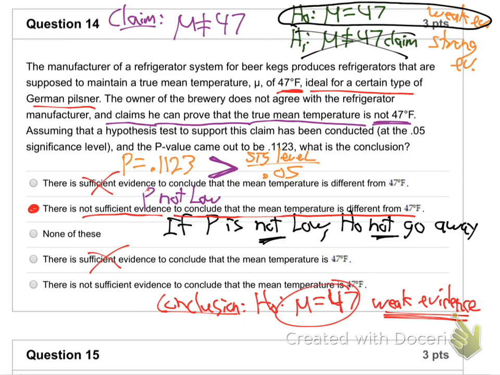Yeah, so you've got to read that whole sentence in context. It can fool you, right? Because if you just look at this back part and you go, different from 47, you go, oh no, it's not different, but that's what they're saying. It's not different. There's not enough evidence to prove it's different on that.